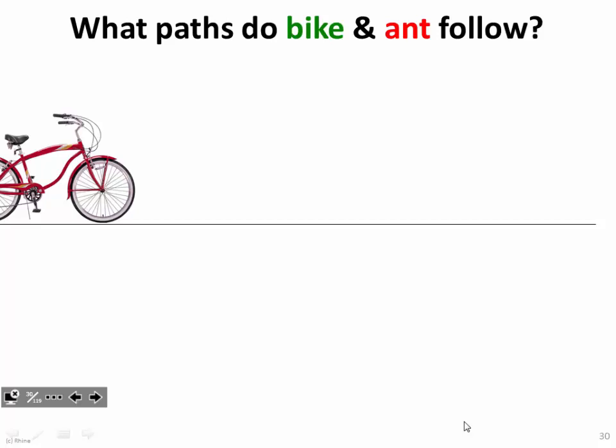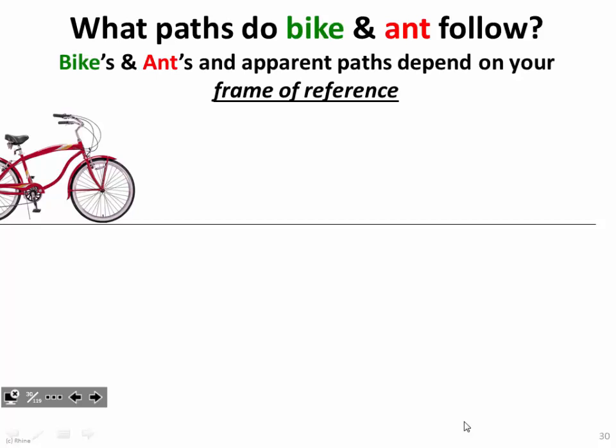Now we're going to change our perspective a little bit. The bike is moving straight across, but what about the ant? It depends on your frame of reference, where you're sitting to watch this. So we're going to look at some different frames of reference. The first is you guys, sitting and watching this and having obviously a great time in physics. What kid wouldn't have a good time doing this?